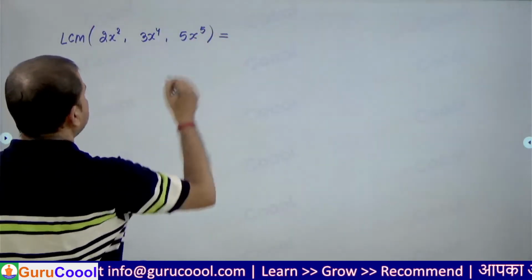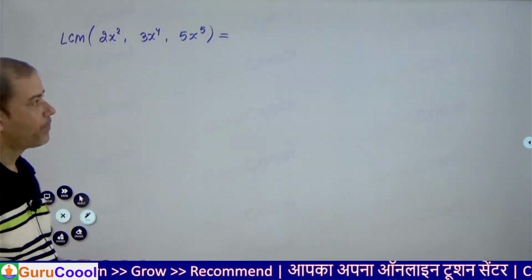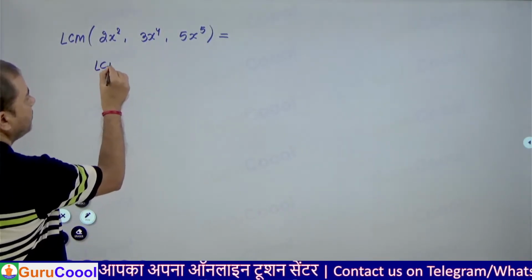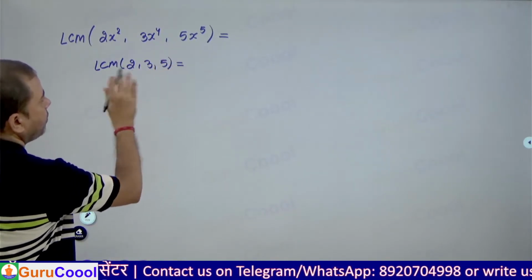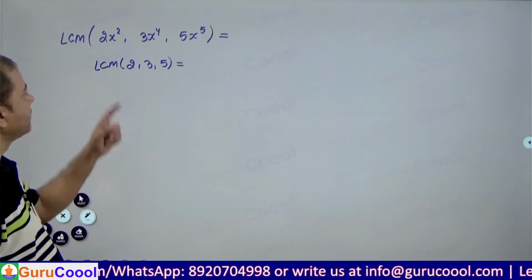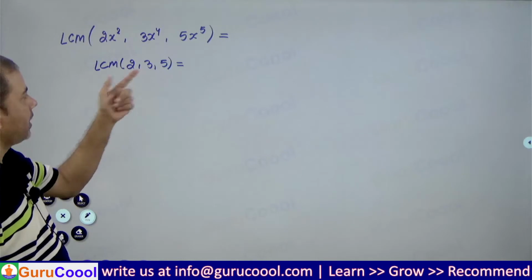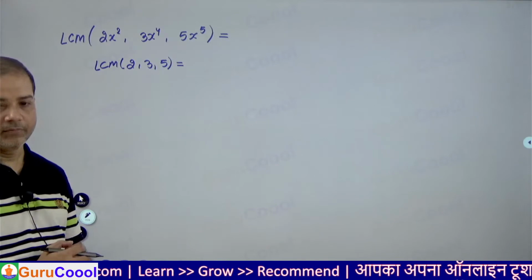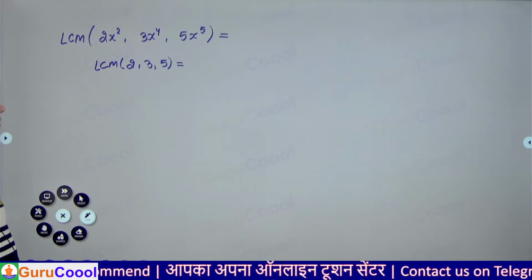Okay, so how to take LCM of these three expressions? Similar to HCF, you will take LCM of number part and variable part separately. You don't have to write all this, but this is something you have to keep in mind. First, think of numbers 2, 3, 5. What is LCM of these three? Tell me. Sir, 30.